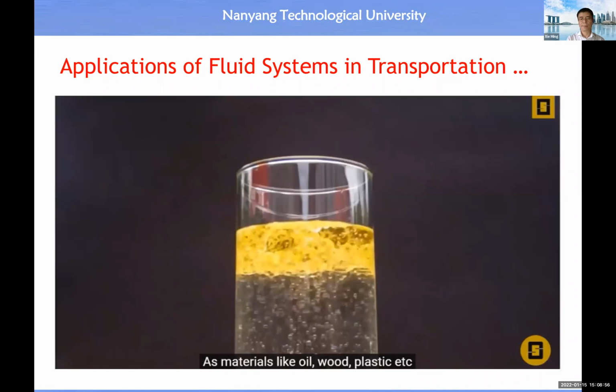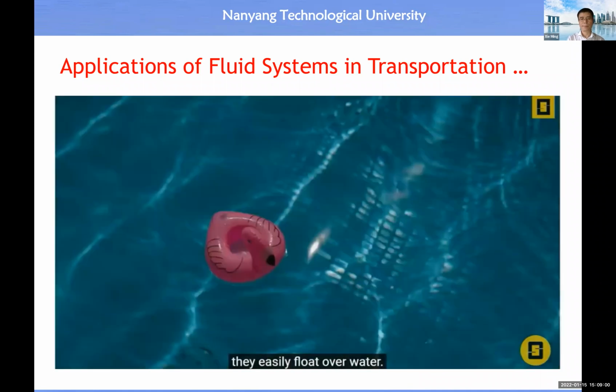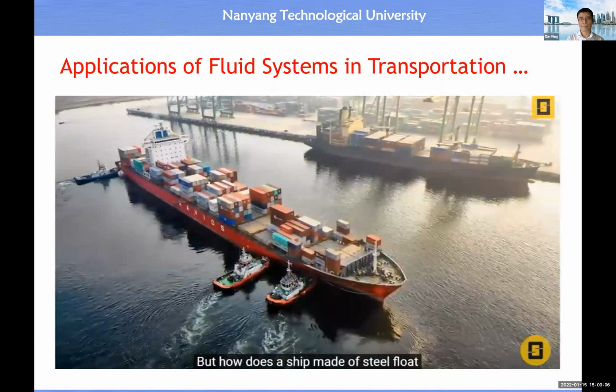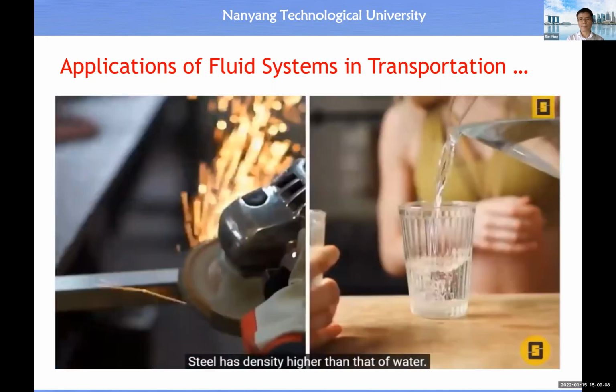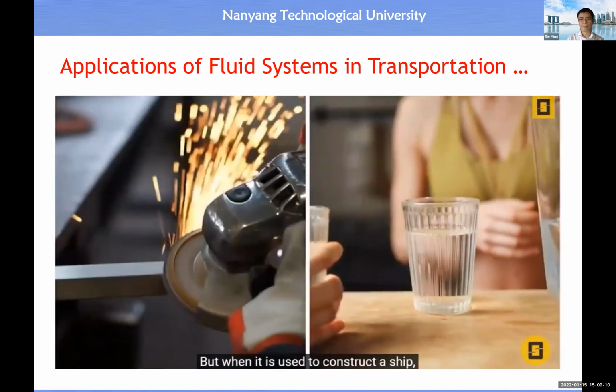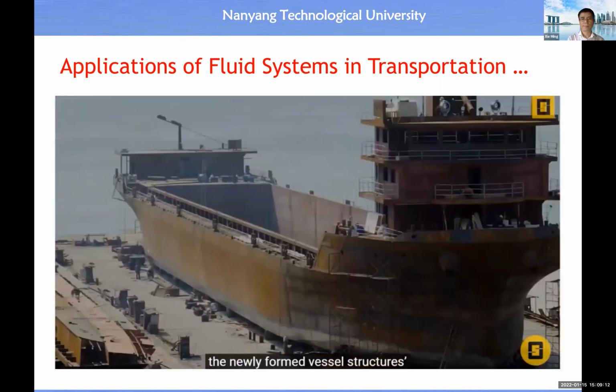But how does a ship made of steel float while a nail or coin made of the same steel sinks? Steel has a density higher than that of water. But when it is used to construct a ship, the newly formed vessel structure's average density gets reduced because of the air that occupies the inner portion of the vessel compartment.